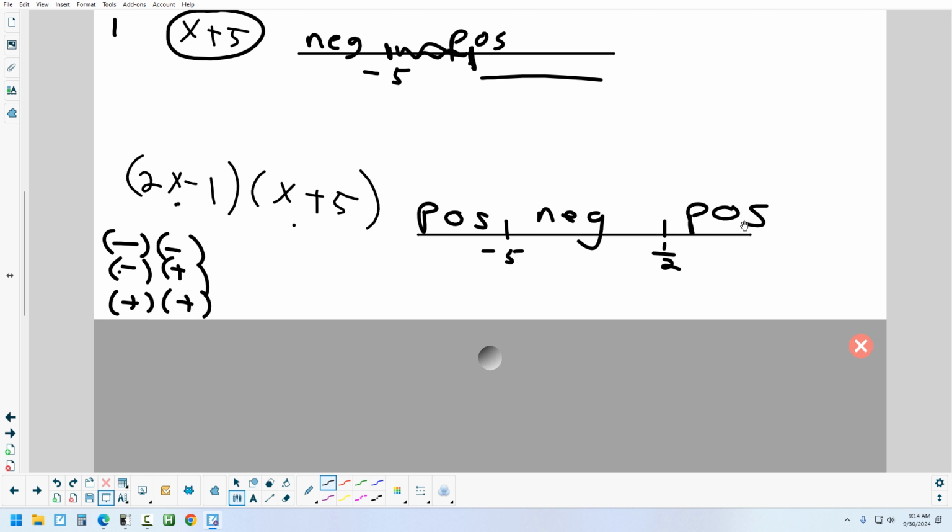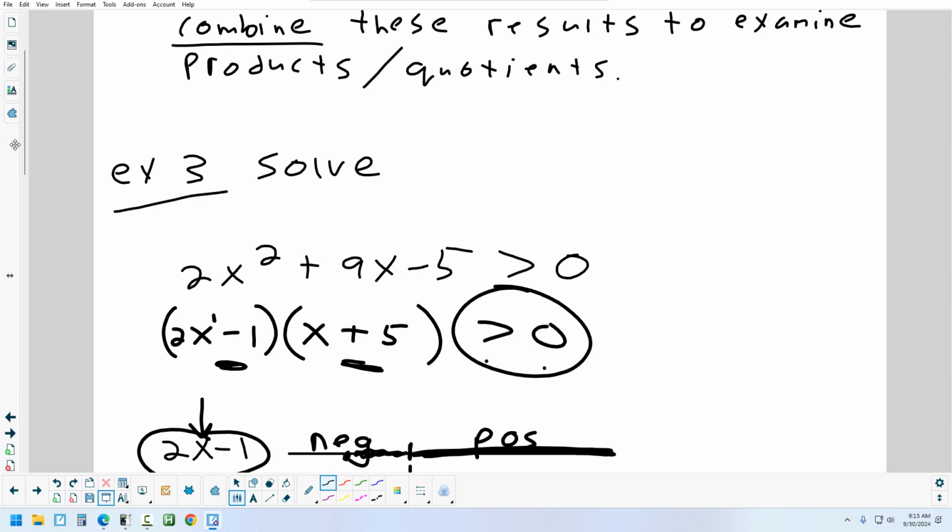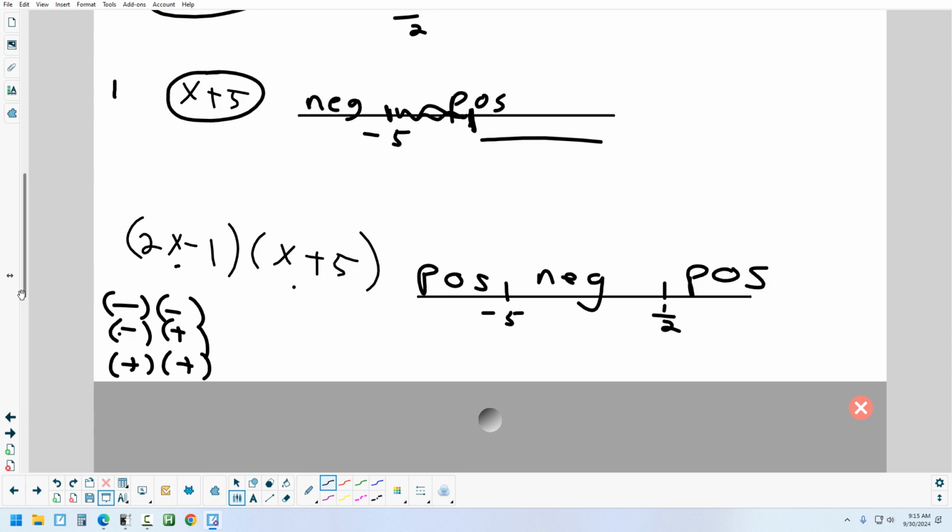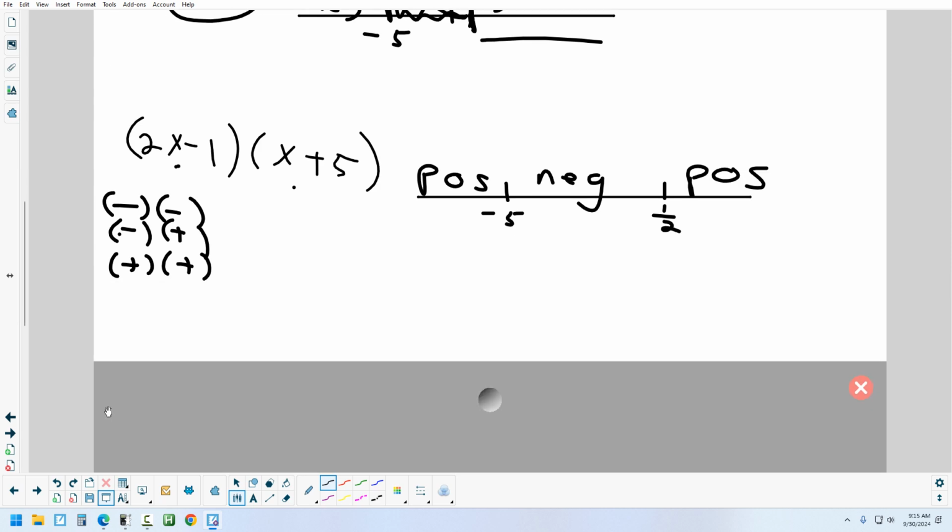Okay, so that's the hard part, figuring out where this entire thing comes out positive and negative. The last thing we have to do is just figure out what they want. Well, they want to know where it's greater than 0. That means positive. How many sections on that final answer come out positive? 2. Anything lower than -5.